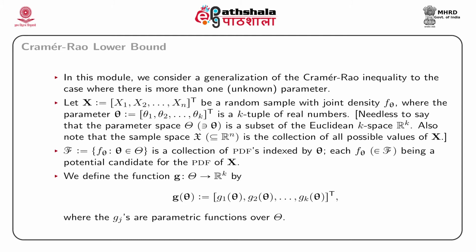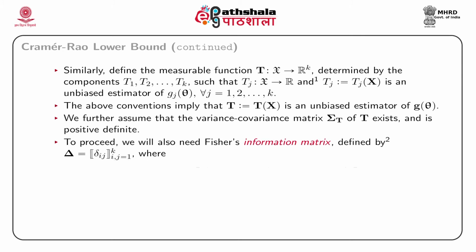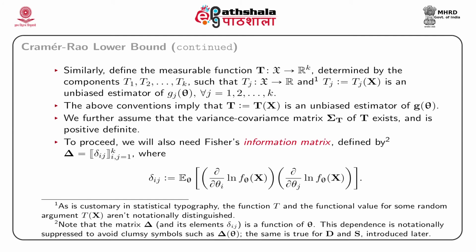Consider a vector of linearly independent parametric functions g1 theta, g2 theta up to gk theta over the parameter space script theta. Let capital T, which is a vector valued statistic, consist of k elements T1, T2 up to Tk, such that Ti is an unbiased estimator of gi theta for all i from 1 to k. We assume that the variance covariance matrix sigma T of T exists and is positive definite.